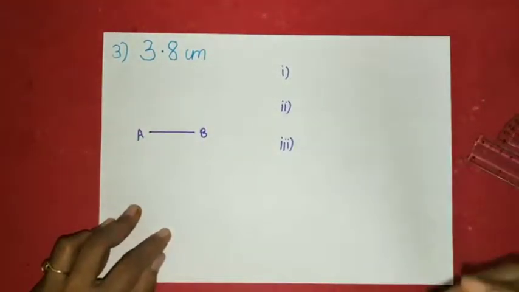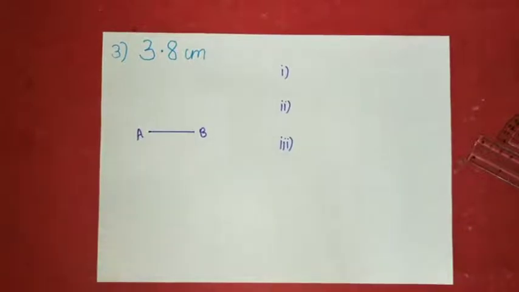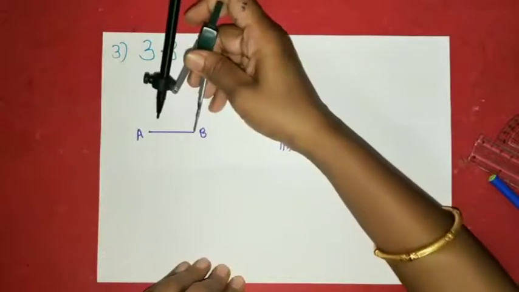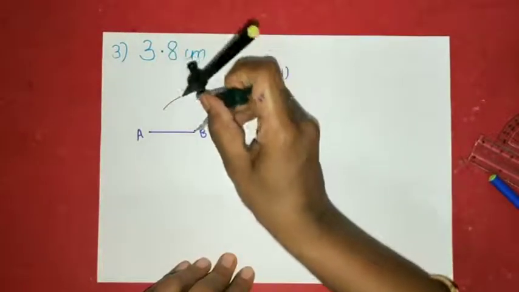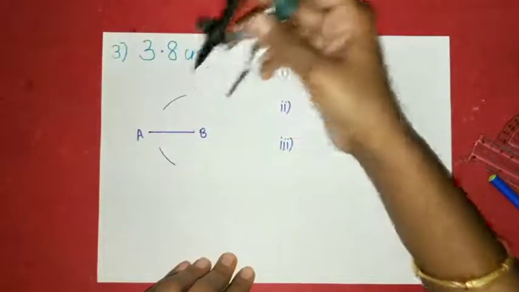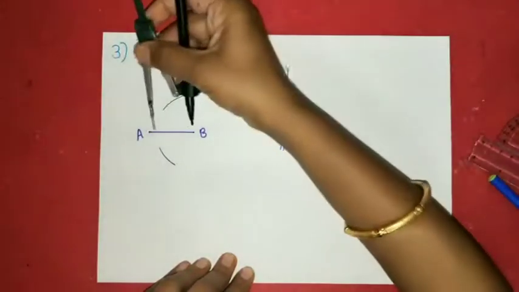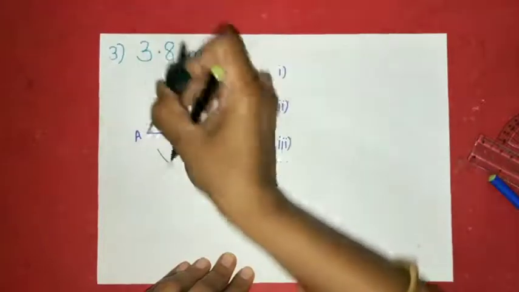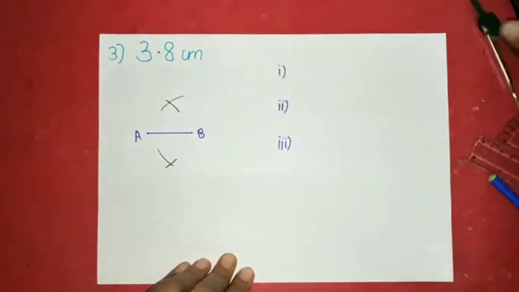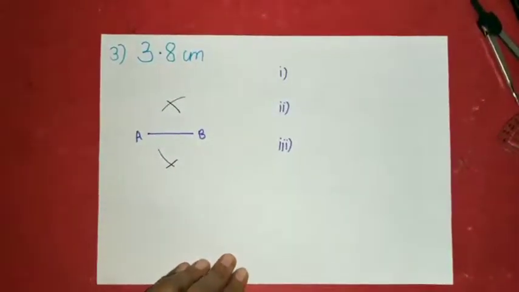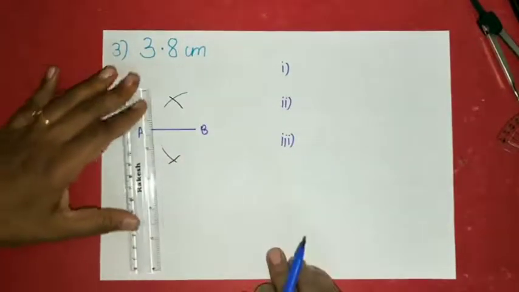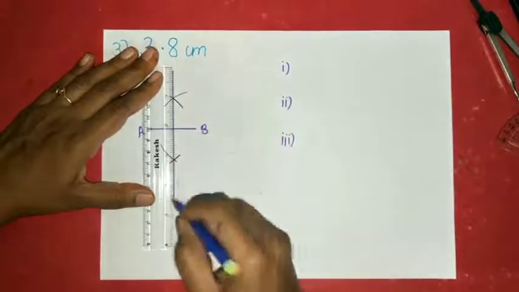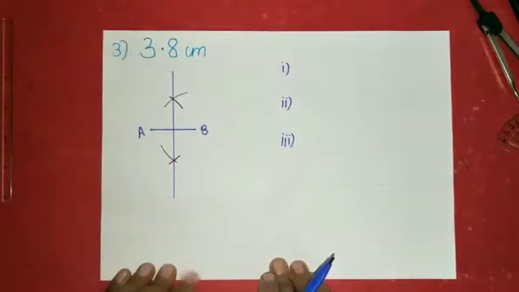Now to draw the perpendicular bisector, we will adjust the compass greater than half. Again, place it on B. Give one arc above, the other below the segment. Without changing the measure, put it on vertex A. Give the arc above and below the segment. Now join them using the ruler. Give the arrows.